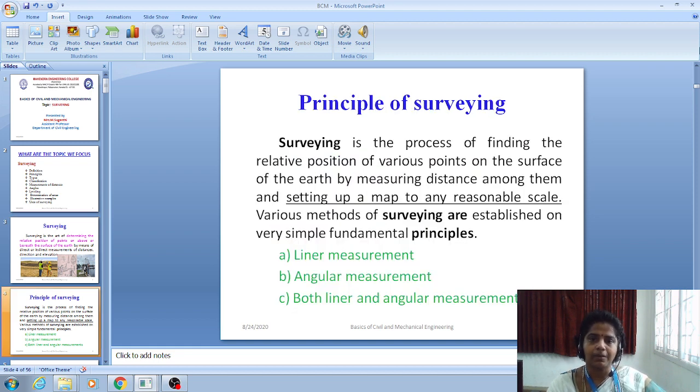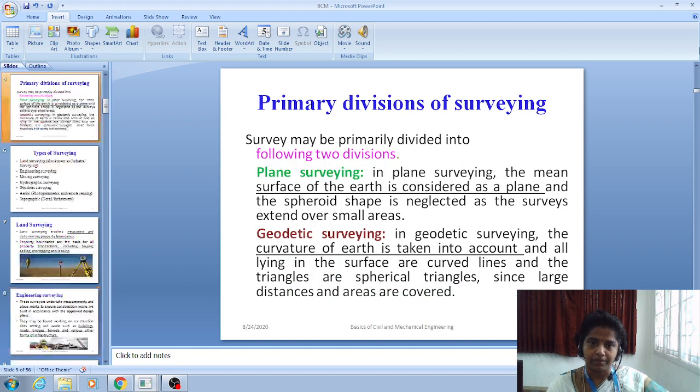Next, what are the principles of surveying? The principle of surveying is that finally we make a map to a reasonable scale. So what are the methods in these principles of surveying? We have three methods: linear measurement, angular measurement, and both linear and angular measurement.